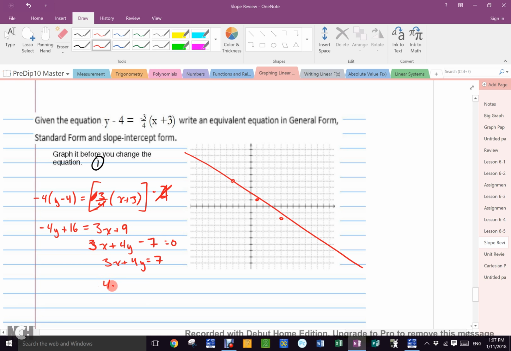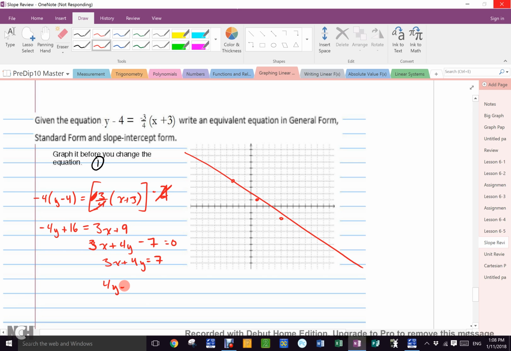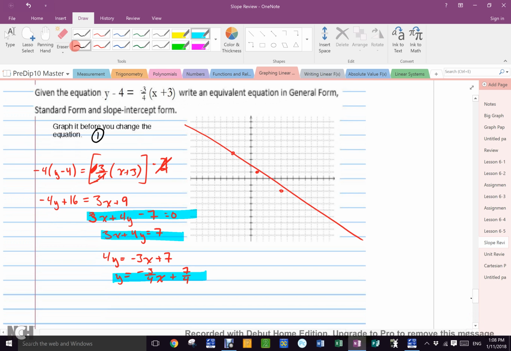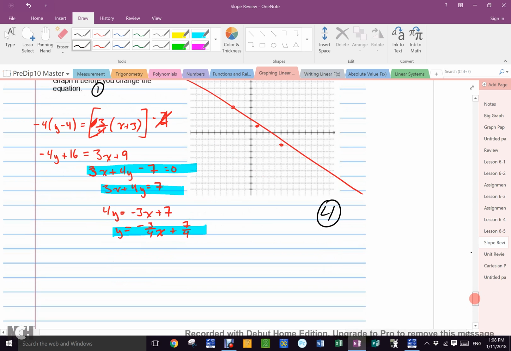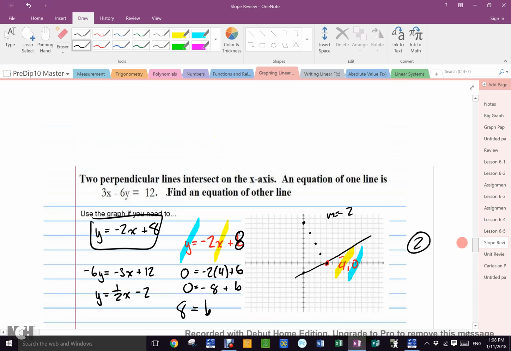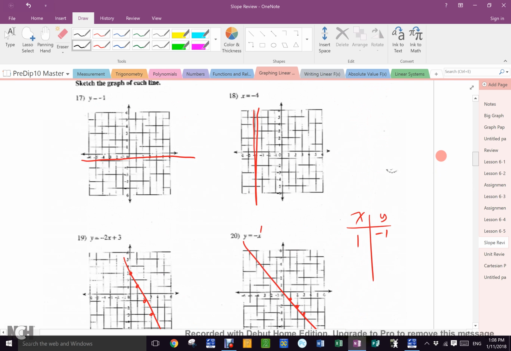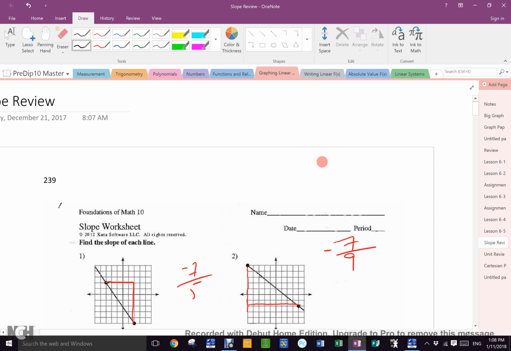And then I do 4y equals negative 3x plus 7. And y equals negative 3/4 x plus 7/4. There. And that question would have been out of 4. Making the whole thing out of 4, 6 is 10, and 4 is 14, and 12 is 26, and 10 is 36, and 10 is 46.